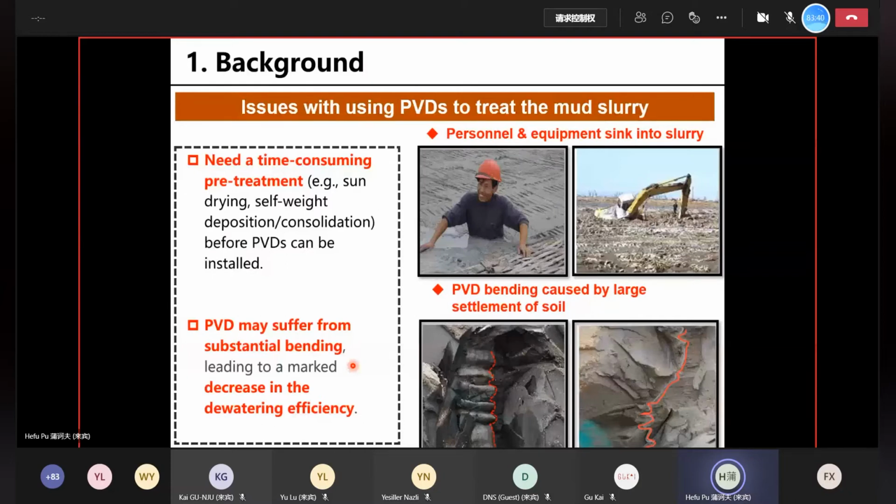Another issue is that the PVDs can be severely bent because the mud is very soft. After the treatment, after the consolidation, there will be a significant deformation, and because of that, the PVDs will be severely bent, and that can cause a decrease in the transfer of vacuum pressure, and therefore a decrease in the dewatering efficiency.